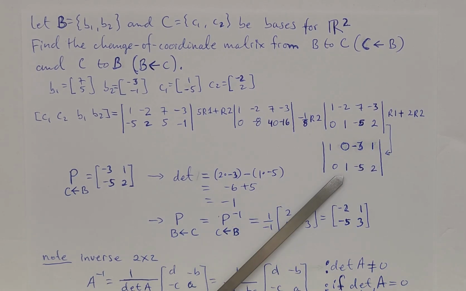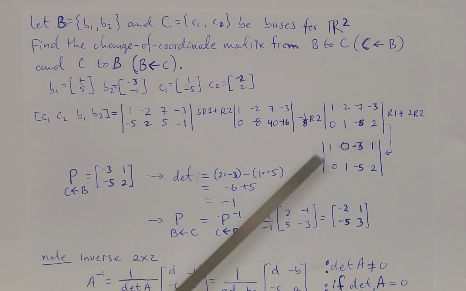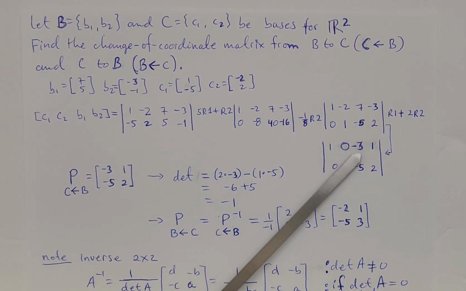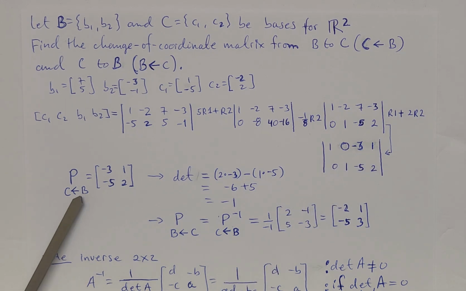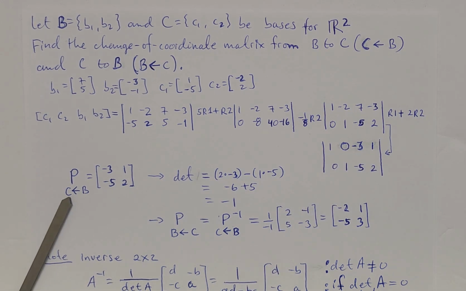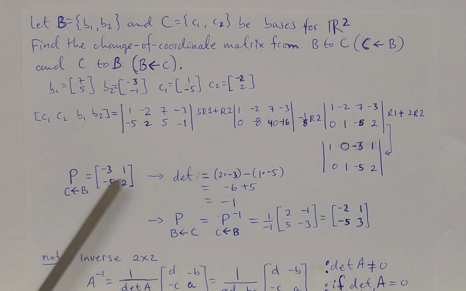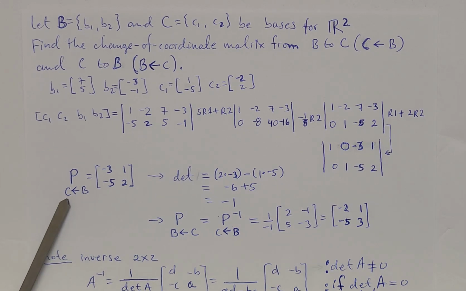Now this is completely done because I have 1, 0, 0, 1. Once I have 1, 0, 0, 1, it is completely done. And then what's over here will be our answer from B to C, and that is the answer that we are looking for. So, find the change of coordinate matrix from B to C. This right here is our answer for B to C.